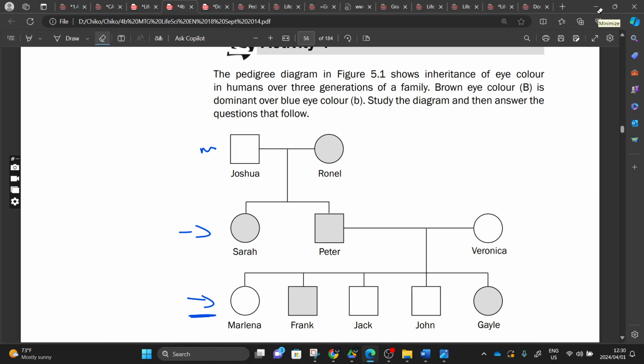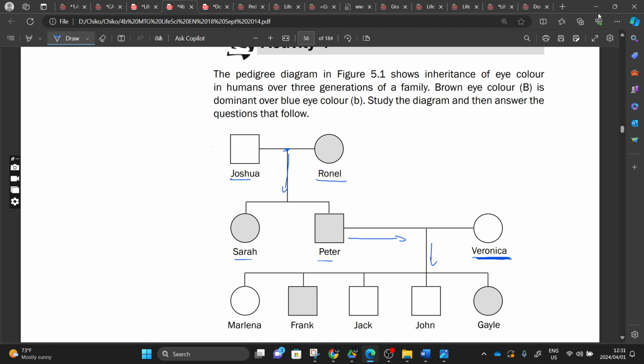Okay, let's go and see the actual pedigree and how we can do that in our pedigree. So here's our pedigree. Now you understand. Joshua and John were married, and they had a child. Joshua and Ronel mated, and they had children, Sarah and Peter. Peter went and married Veronica, and then they had 1, 2, 3, 4, 5 offspring, right?